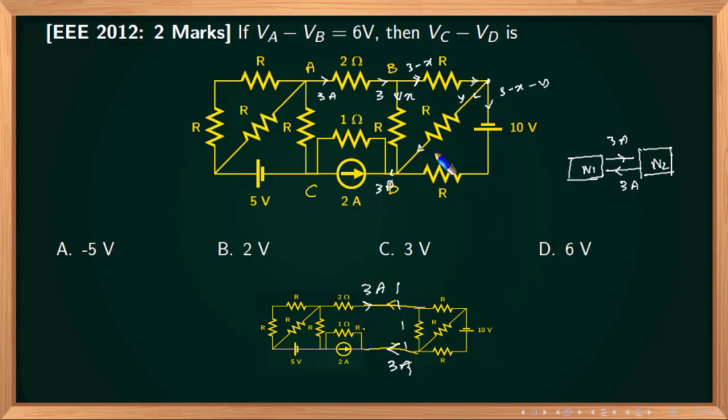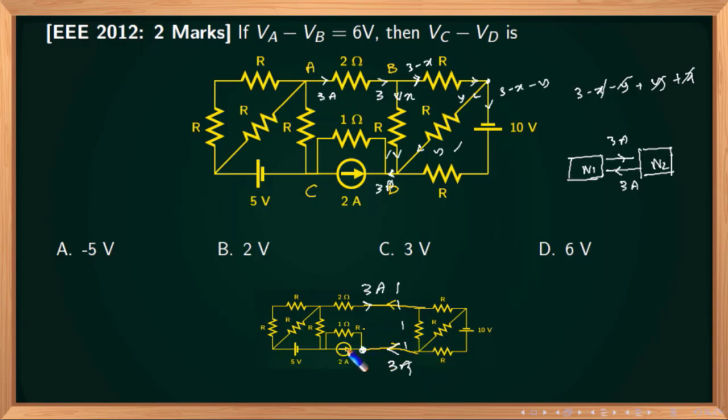Now suddenly I get this y also. Now I get this x also, which means that the total current flowing out of this node will be 3 minus x minus y plus y for this one plus x for this one, which will be 3. So this will be 3. So this is 3 amperes. 3 amperes flows out and 3 amperes flows back into this network.